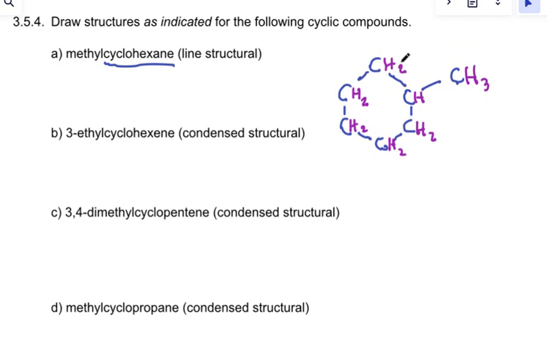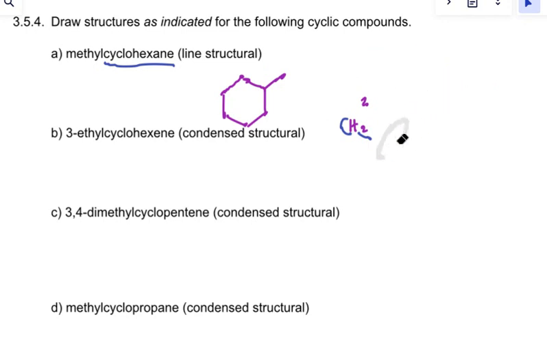Oh shoot, they wanted line structure. Sorry. So if we're just doing the line structure, we draw a hexagon, and then we put the stick, and we don't need any of the C's and H's. Okay. Now that we've been reminded of the importance of reading the question, let's press on. This is the only one that isn't condensed structural for a while, so I'm learning. It's going to be okay.